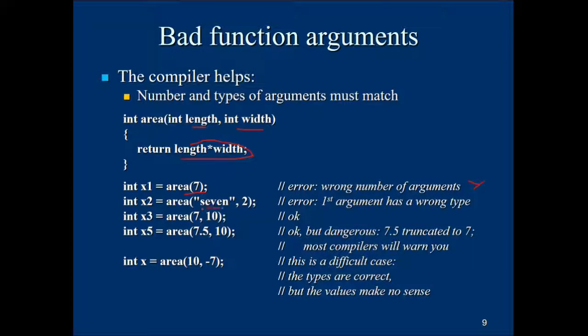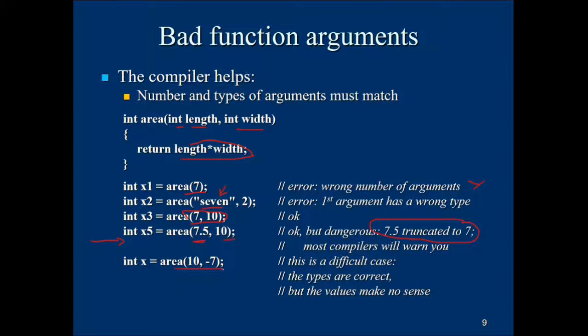If you are passing only one value, this is wrong, because you are passing the wrong number of arguments. If you are passing the first argument as a string, this is also not correct. 7 and 10 is perfect, because both are integers. What about 7.5 and 10? This is a float and this is an integer. Now you are trying to pass a float to an integer. Nothing will happen, but 7.5 will be truncated to 7, and most compilers will give you a warning. So please worry about this also.